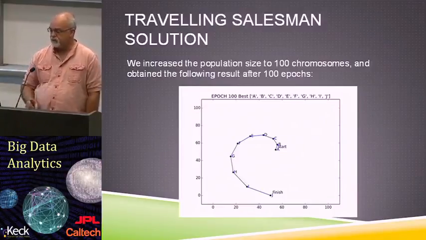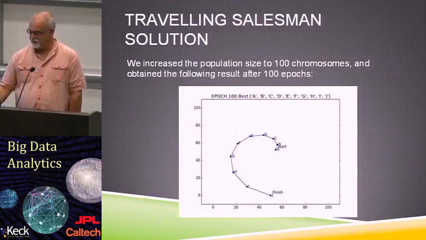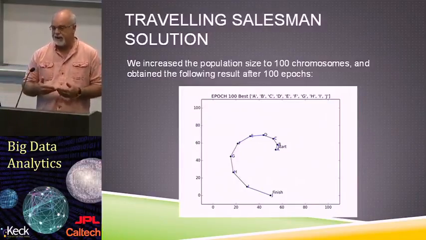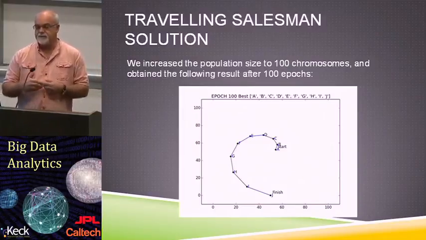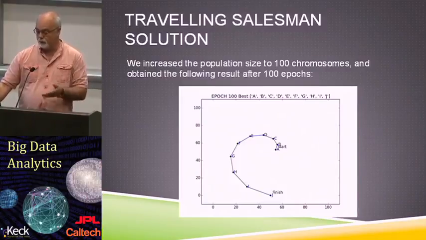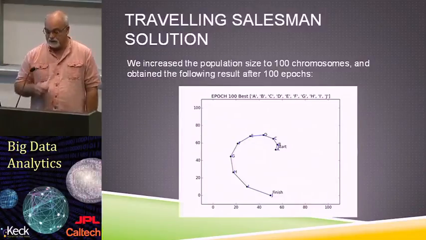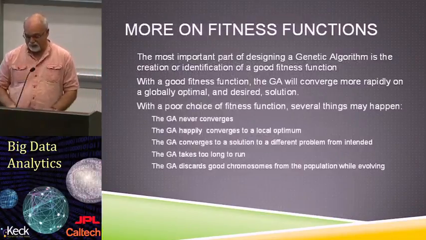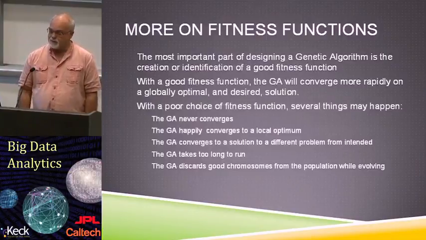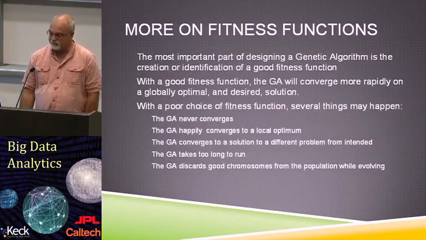It's probably the good solution, but I don't think you can say that for certainty. So, when we're running genetic algorithms in general, you have to make some judgment calls about what is a good solution and what is a bad solution. You really have to look at the way the genetic algorithm behaves and adjust the parameters accordingly. And that brings us back to the fitness functions, which is the most important part of designing a genetic algorithm.